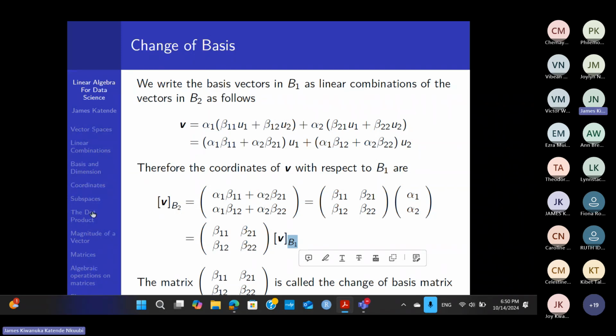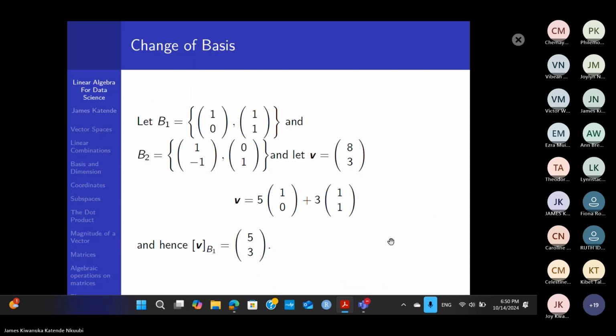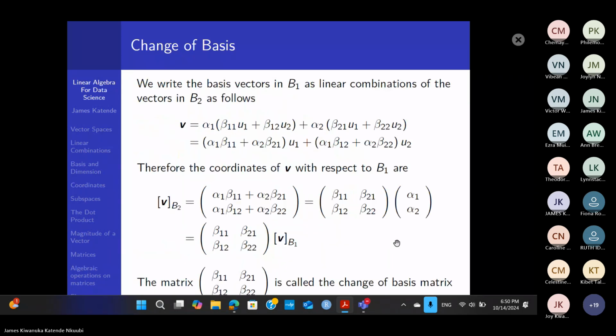So I hope you still remember what coordinates are, because those definitions are really important to you. So this matrix here is what we call the change of basis matrix from B1 to B2.